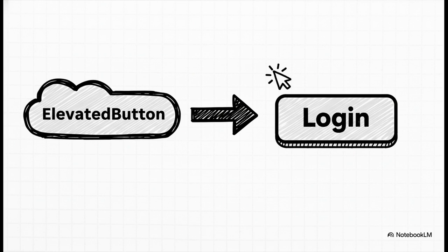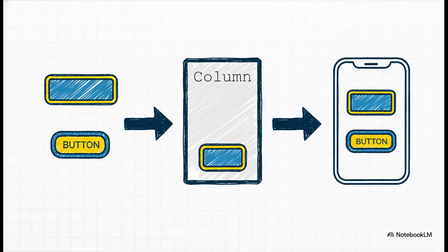Next, we obviously need a button to log in. Easy. We just use the elevated button widget. This gives us that clickable button that'll eventually trigger all the login magic. And finally, how do we arrange them? Well, we just take our text field and our button, and we wrap them up inside a column widget. And just like that, boom, it stacks them one on top of the other vertically on the screen. With 3 simple widgets, we've just built the entire visual structure of a login screen.